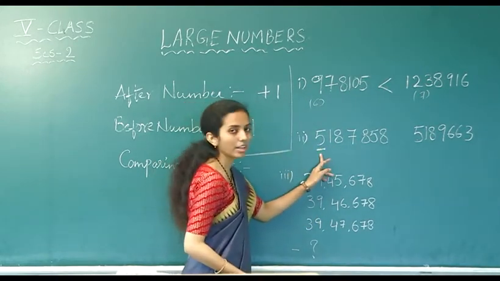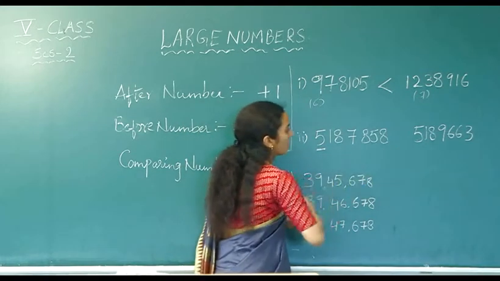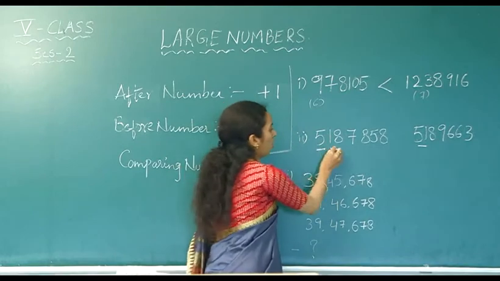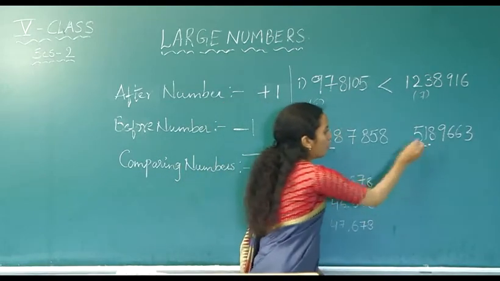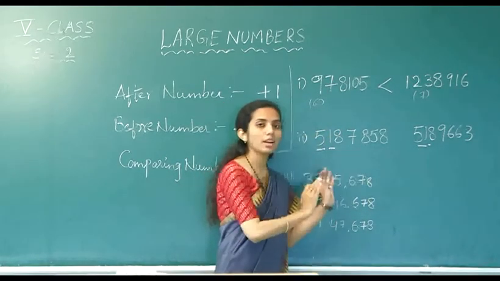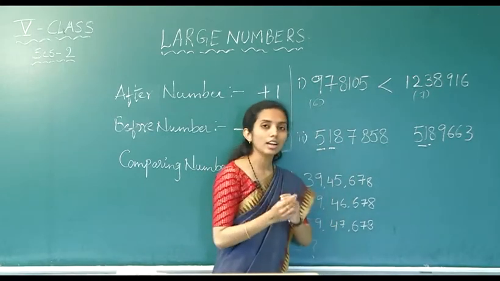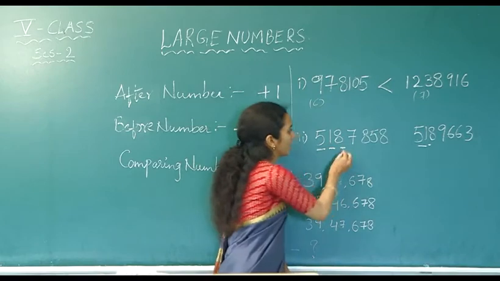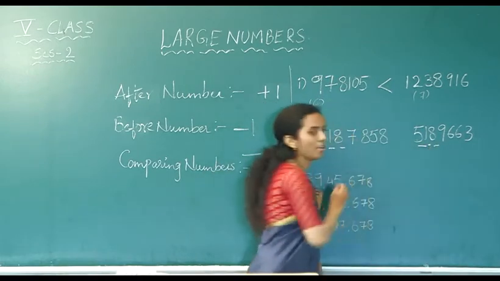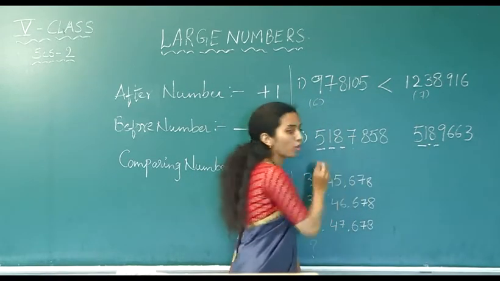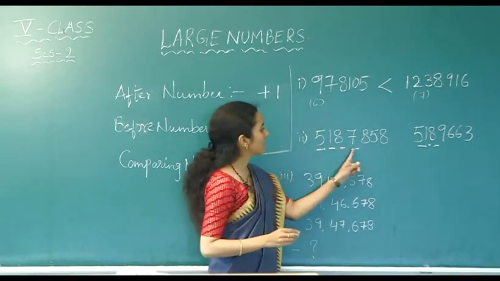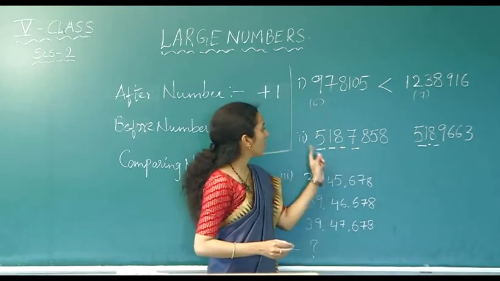So, what is there here? 5. In this number 5, and in the second place what is there? 1, and here also 1. We have to compare the digits until we find different numbers. Okay? 8, here also we have 8. In the fourth place what do we have? We have 7.